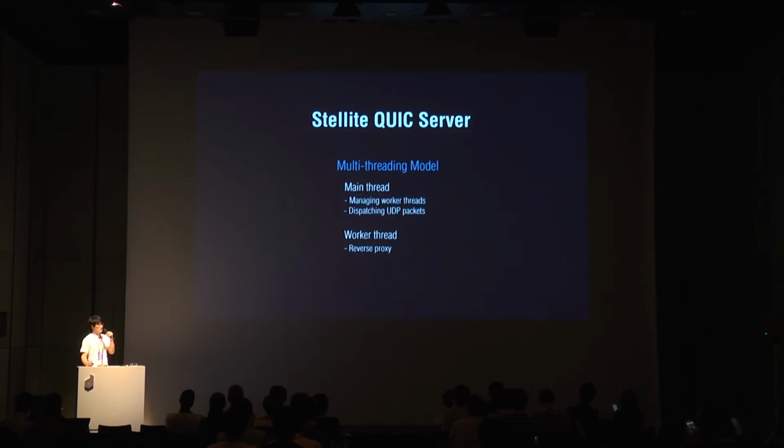When our requests are processed on a single thread, resources cannot be used efficiently, and throughput may be decreased as well. To prevent this, we adopted the multi-thread model for Stellite. In the multi-thread model, the main thread manages the worker threads and dispatches the UDP packets, and the worker threads handle sending and receiving HTTP requests at the backend.